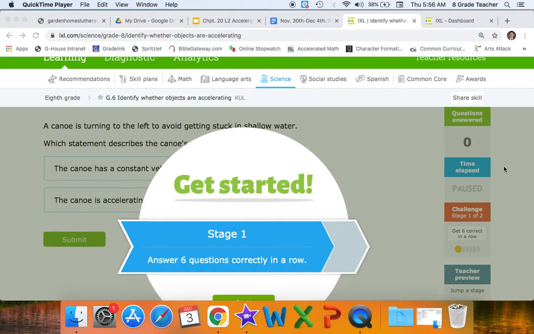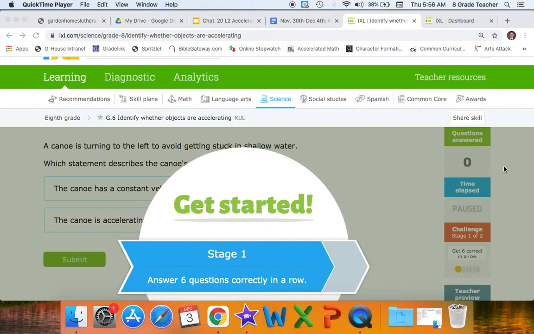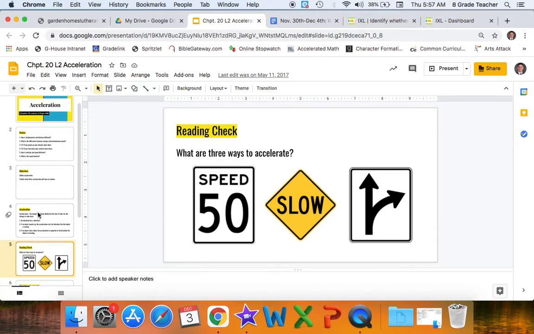Today in science class, we're taking a look at IXL learning activity G.6. We're going to practice identifying whether objects are accelerating. Well, to do that, let's go back and review what acceleration means.